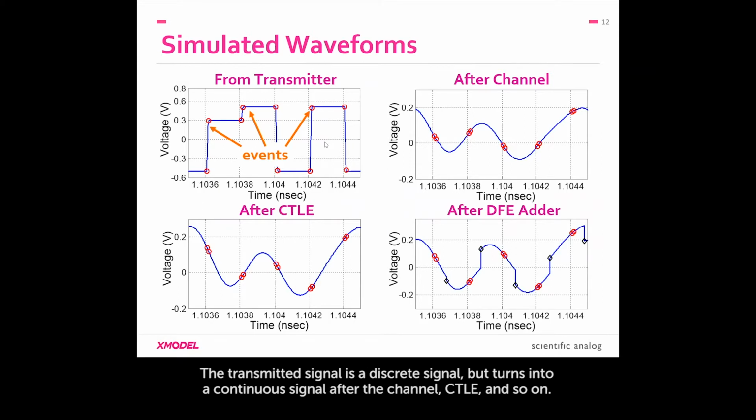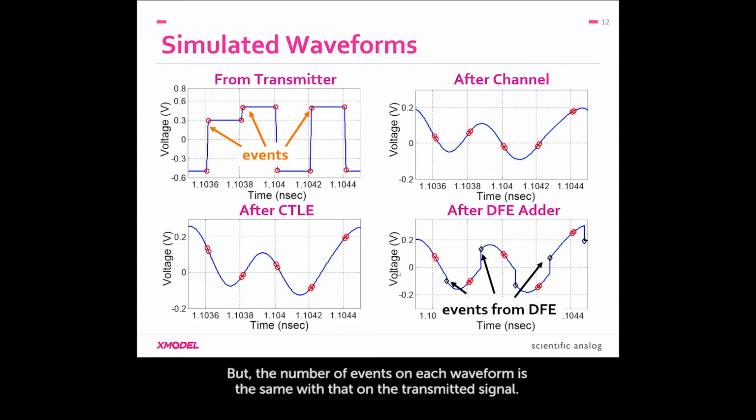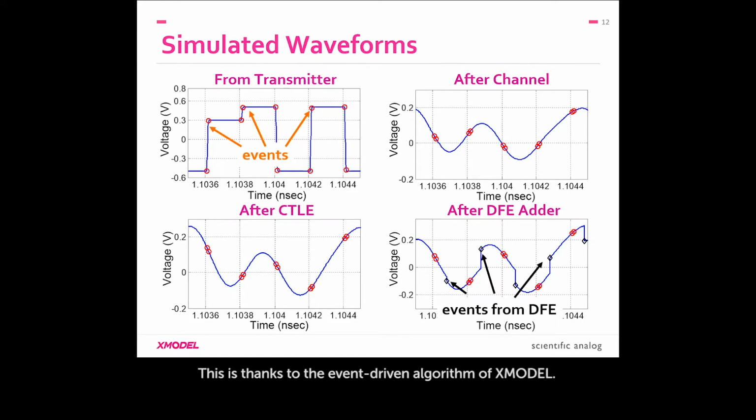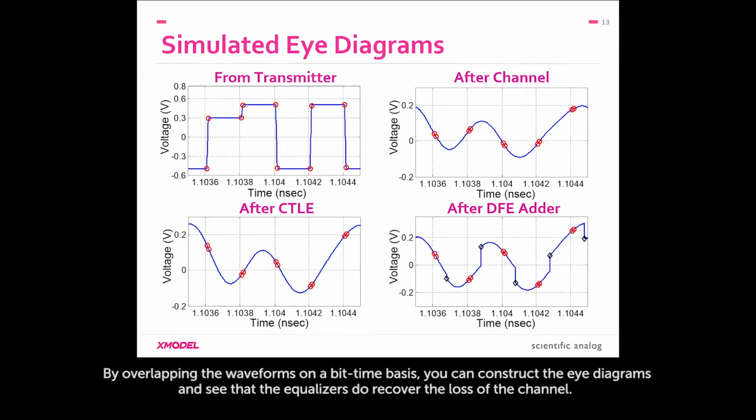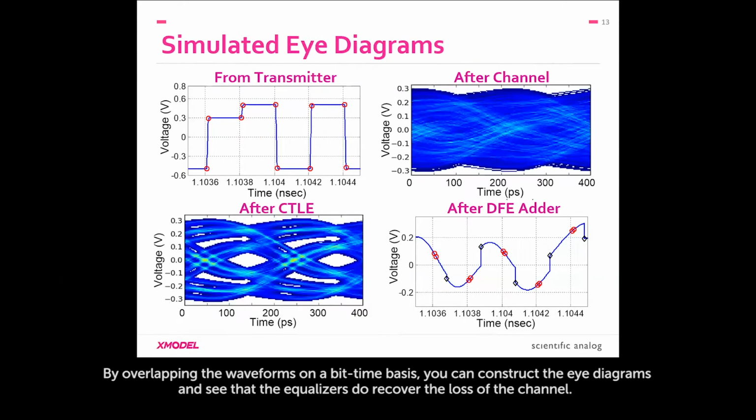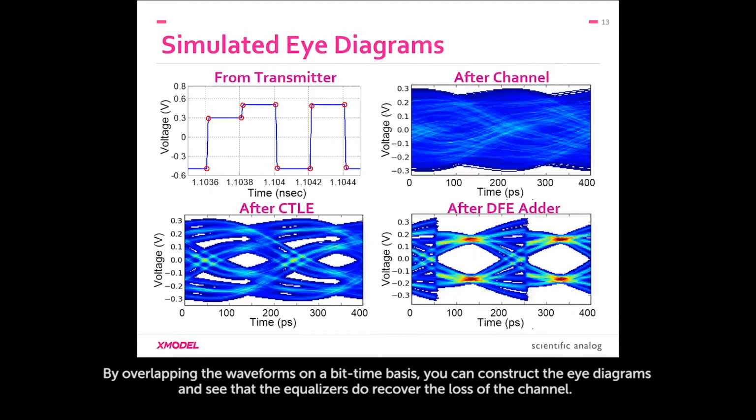The transmitted signal is a discrete signal, but turns into a continuous signal after the channel, CTLE, and so on. But the number of events on each waveform is the same as that on the transmitted signal. This is thanks to the event-driven algorithm of XModel. By overlapping the waveforms on a bit-time basis, you can construct the eye diagrams and see that the equalizers do recover the loss of the channel.